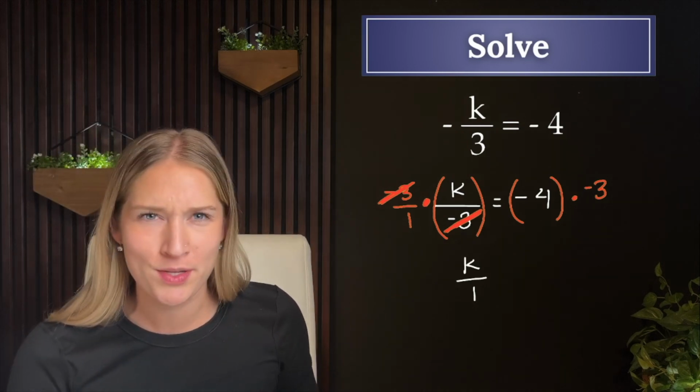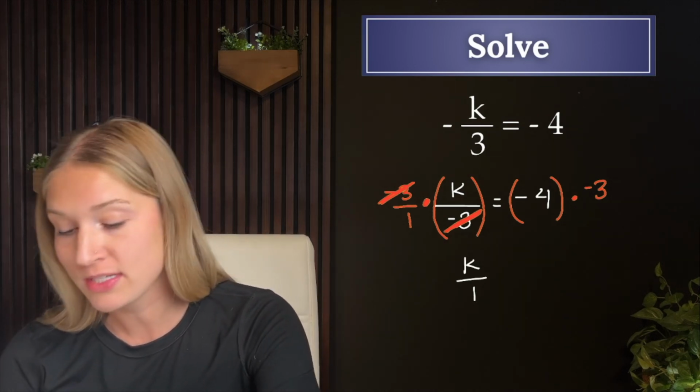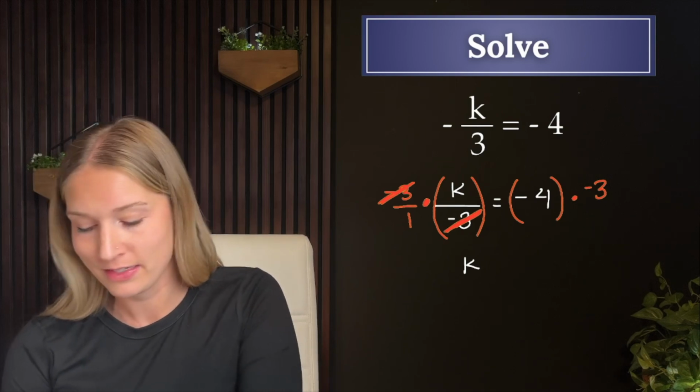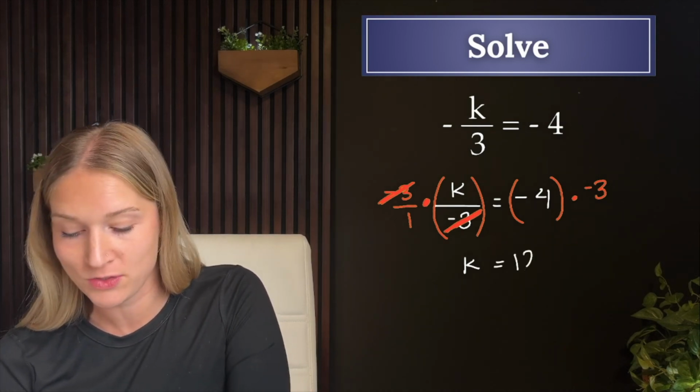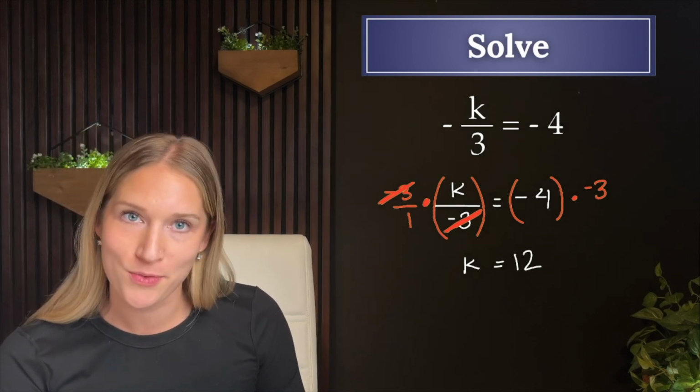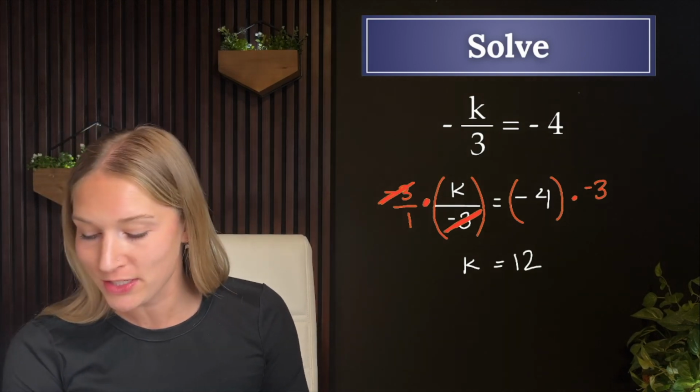But if you have a 1 on the bottom, we don't have to write it. So this is really just k equals, and on the right-hand side, negative 4 times negative 3, that gives me 12. Now, of course, I always want to check my answer, make sure that we're totally good to go.